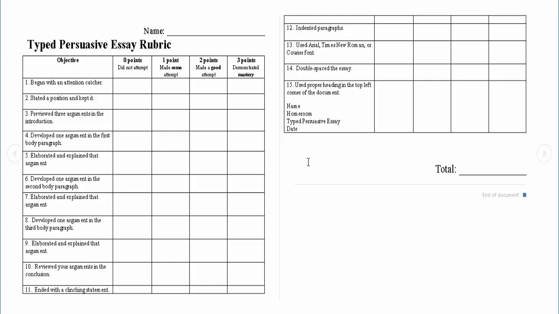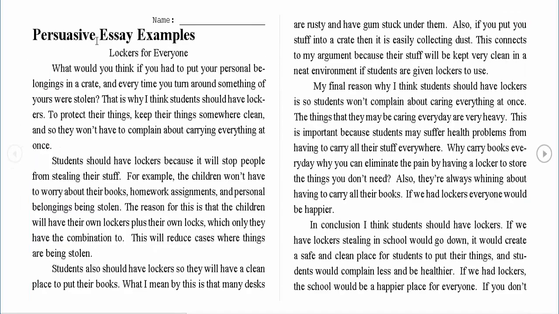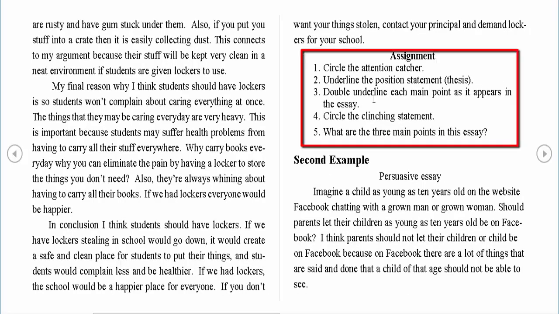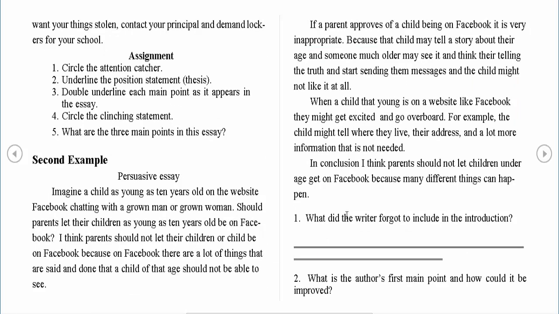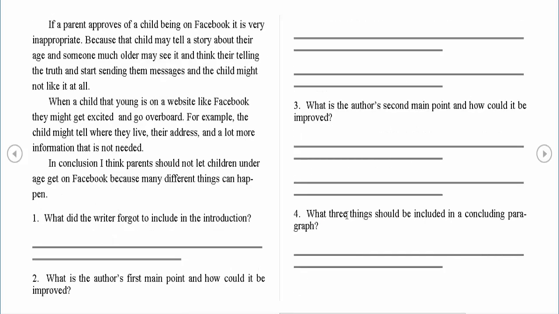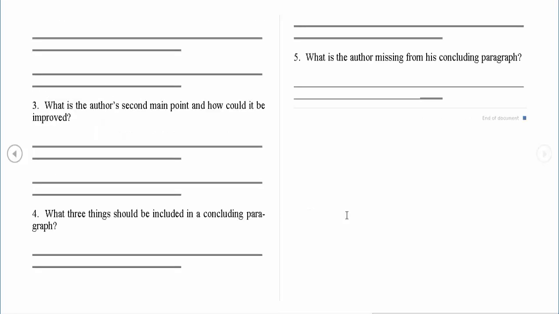And here is an example about lockers for everyone. Stop the video, read it to yourself, and then try to find where is the attention catcher. Underline the position statement, which is a thesis statement. Double underline each main point as it appears in the essay. Circle the clinching statement, and find what the three main points in this essay are. And here is another one as well. Stop the video and think of the answers. Discuss the answers to these questions within your group.